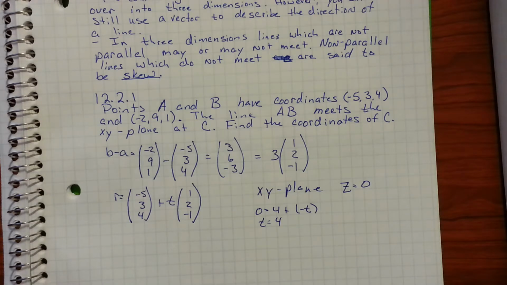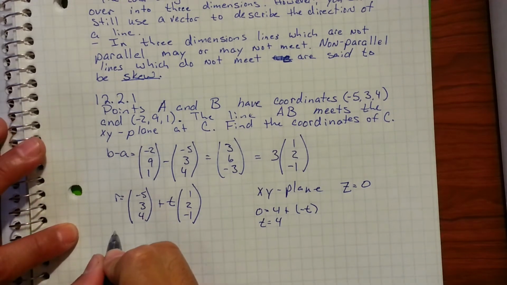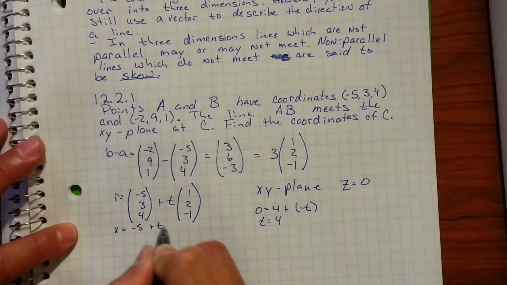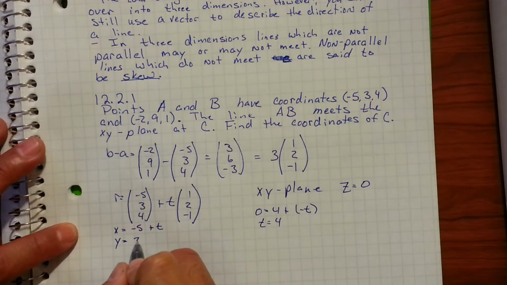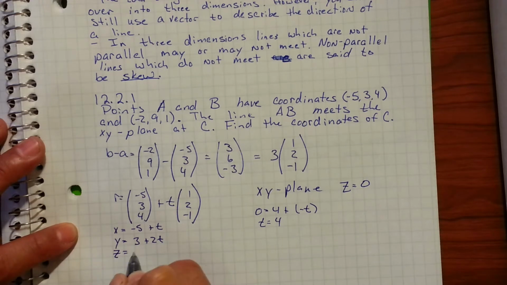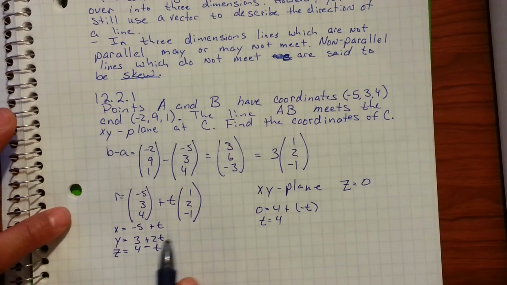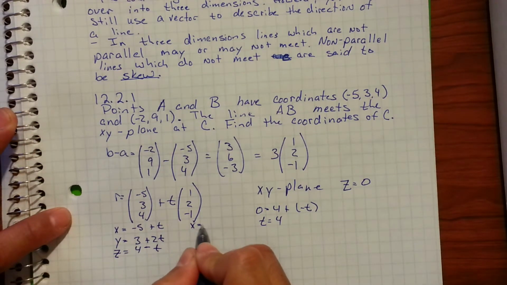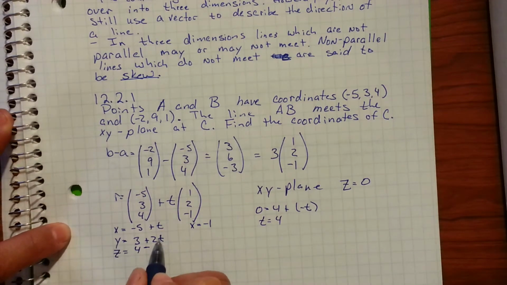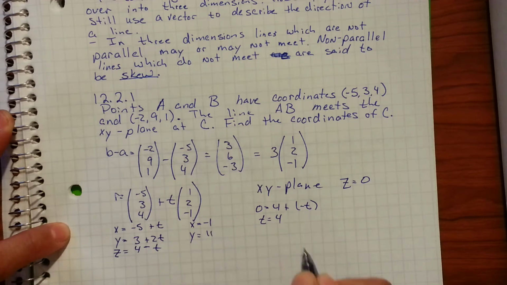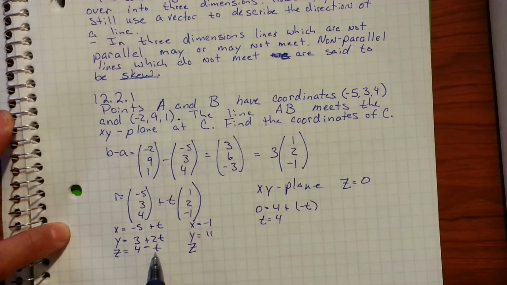So let's take a look. For this, my X is equal to -5 plus t. My Y is equal to 3 plus 2t, and Z is equal to 4 minus t. There we go. So now if t is 4, this is going to give me X is -1. Here, if t is 4, that's going to give me 8, and 8 plus 3 is going to give me Y is 11. And Z, right here, 4 minus 4, 0.